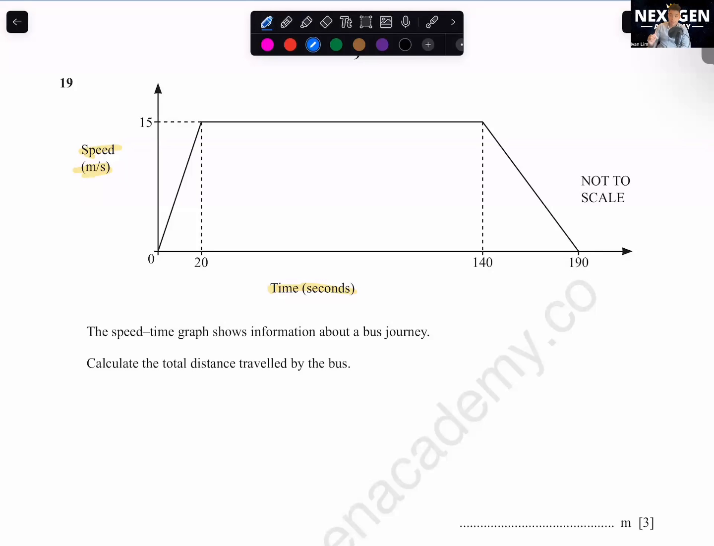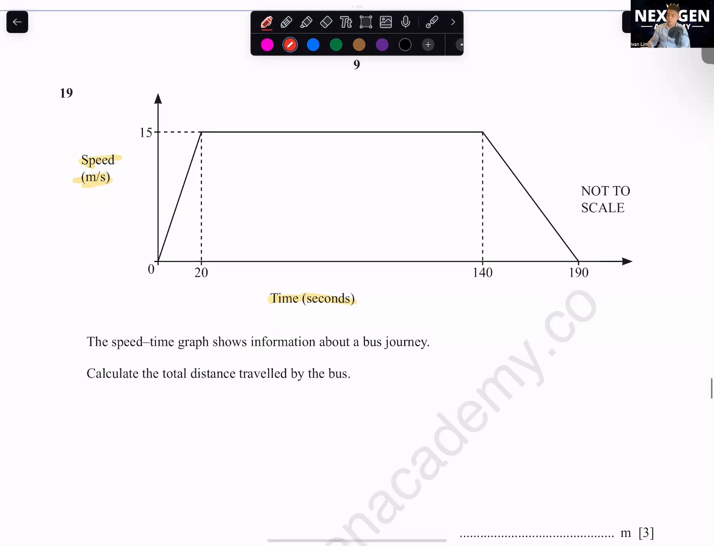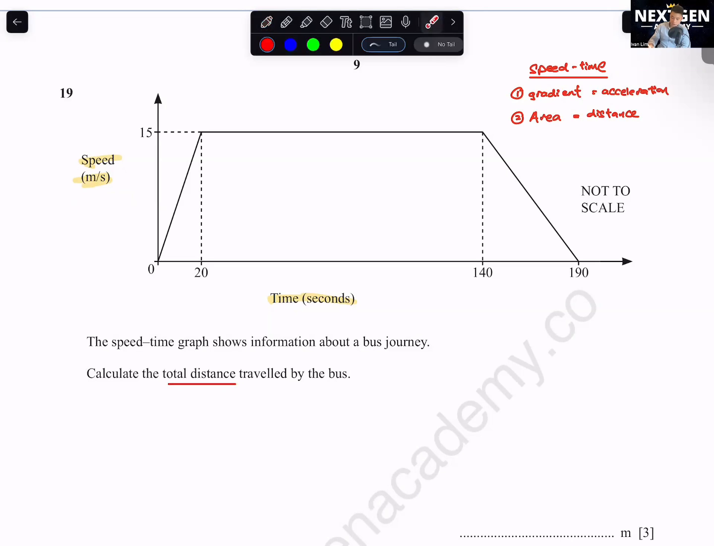Whenever you see a motion graph type of question, write down the definition first. Okay, speed time, what can you find? Write down somewhere at the side. Speed time, you can find two things. Number one, the gradient. Gradient is the acceleration. Number two, area is the distance traveled. Okay, area under the graph. So we want to find total distance, means I want to find the area.